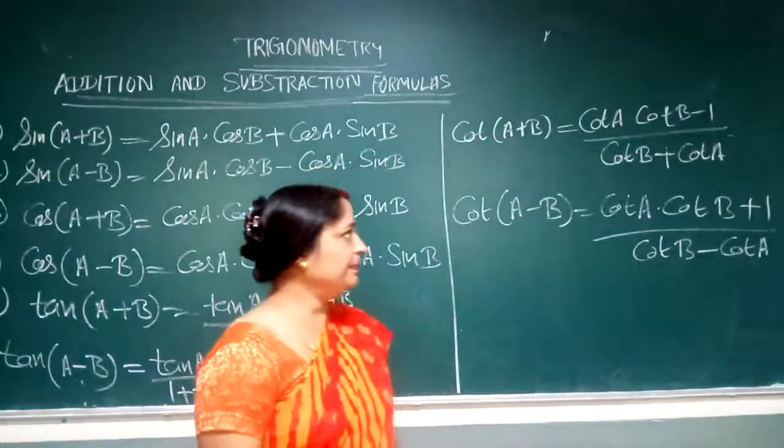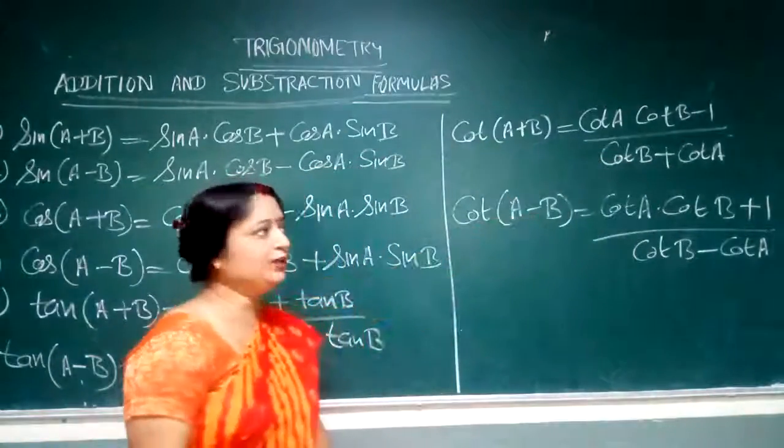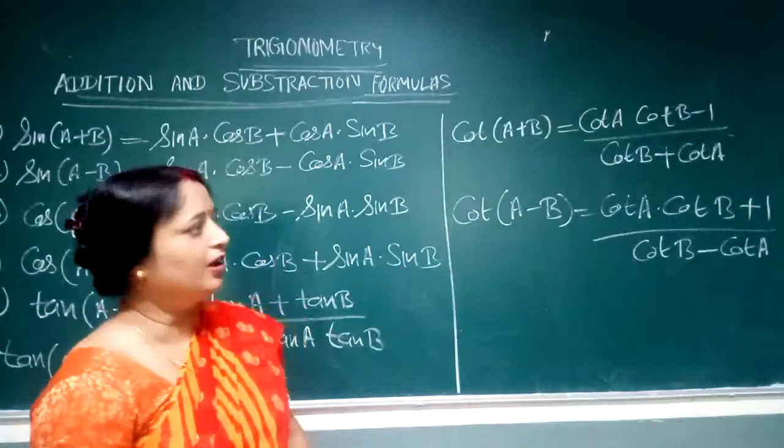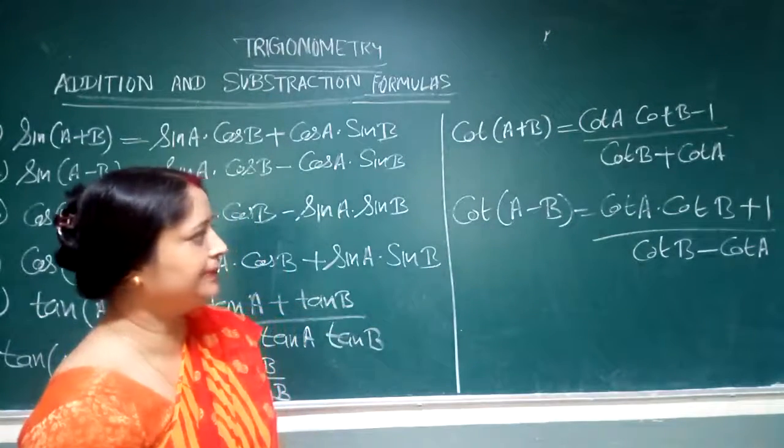So cot of a plus b will be cot a into cot b minus 1 upon cot b plus cot a.